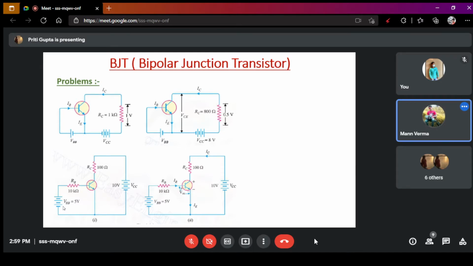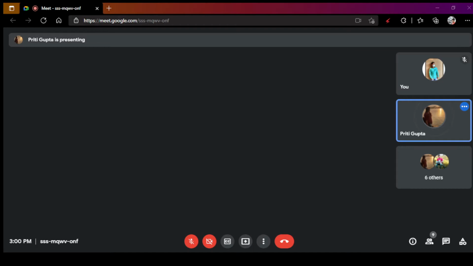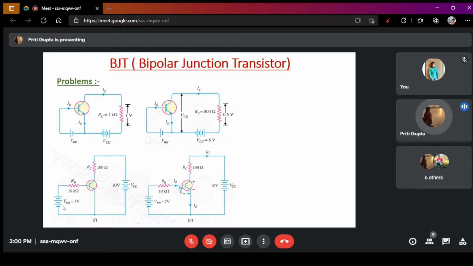64,500 microampere, right? Convert it to milliampere. 64,500 microampere will be 64.5 milliampere. Have a look. Milli means 10 to the power minus 3 and micro means 10 to the power minus 6, so divide 64,500 by 1,000. So IC you got. Up to this done.